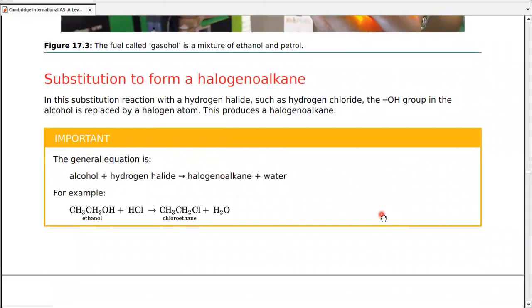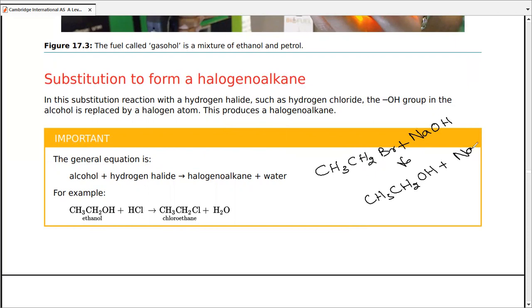Now, substitution to form a halogen alkane. This seems like exactly the reverse of what we did back in the halogen alkanes chapter. We actually used NaOH and we converted halogen alkanes. For example, if this was the halogen alkane we discussed back in the last chapter, chapter 16, we used this and we easily converted the whole thing into an alcohol and an NaBr. Now, we can go exactly in reverse and convert the alcohol back into a halogen alkane with, again, nucleophilic substitution.